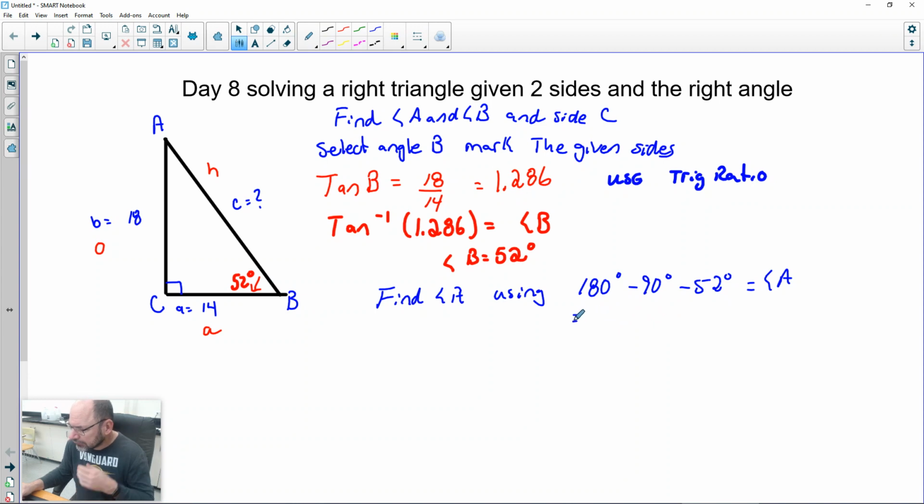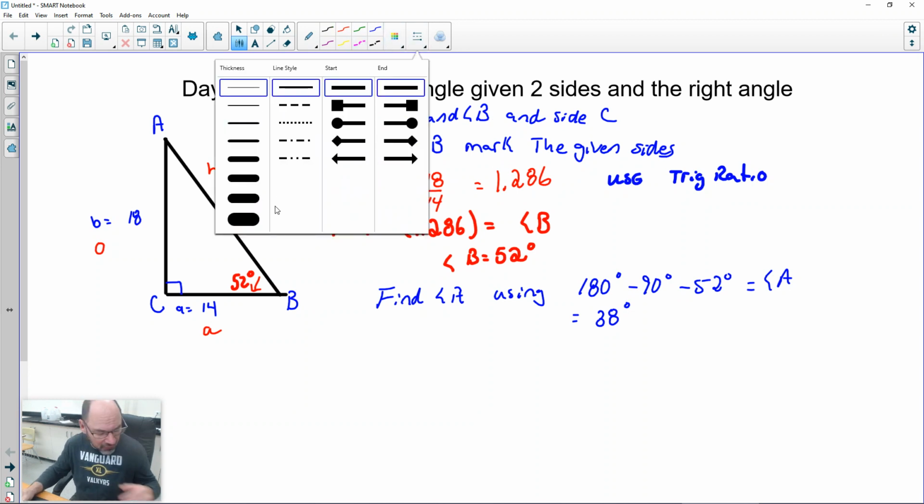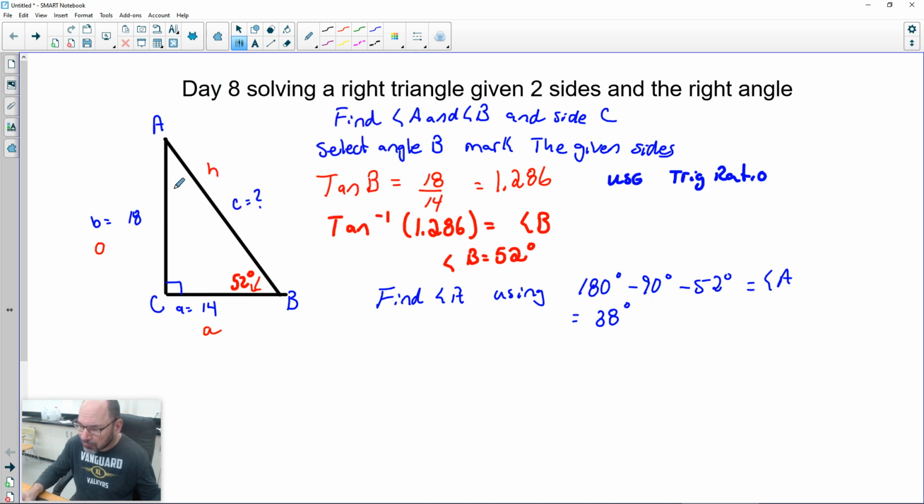So in our case, we got 90 minus 52. That's 38 degrees. So now we've got all the angles here, we can mark in 38 degrees here. So the only thing left is the hypotenuse. Okay, when we're doing the hypotenuse, we can choose just about any trig function that has a hypotenuse in. So now our last step, finding the hypotenuse. Okay, there's a couple ways to do that. So we're going to find the hypotenuse.